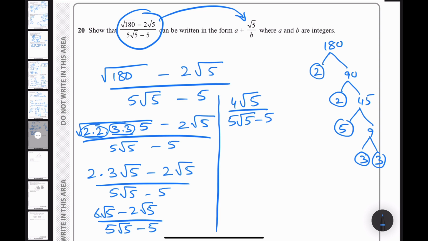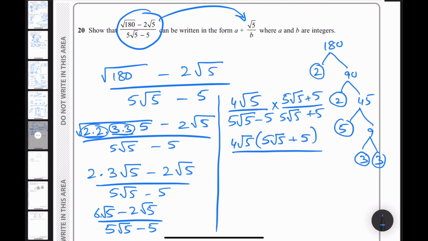Now we will rationalize it. So I'll multiply this with (5 square root of 5 plus 5) divided by (5 square root of 5 plus 5). I'll just change this sign and multiply and divide, so I can get rid of the square root from the denominator. Now in the numerator it will turn into 4 square root of 5 times (5 square root of 5 plus 5) divided by, it will become (5 square root of 5) squared minus 5 squared.